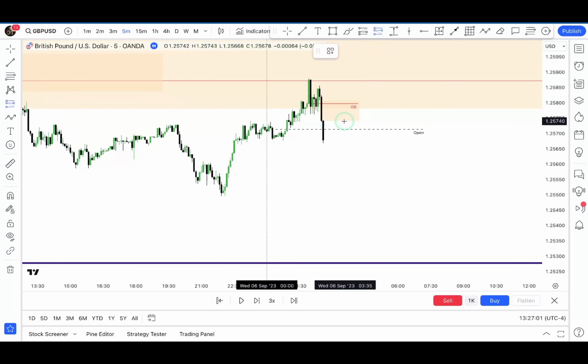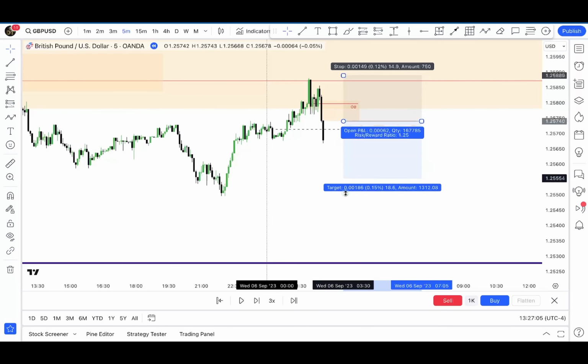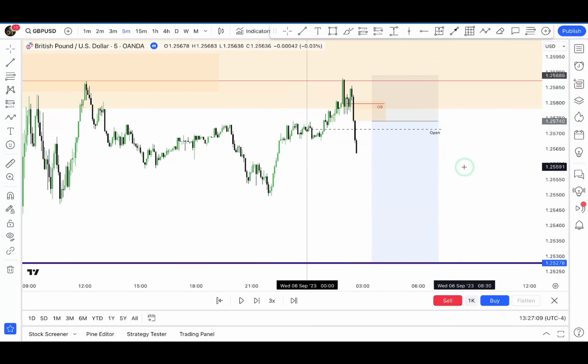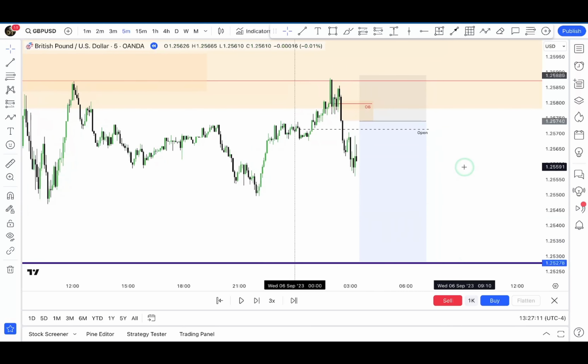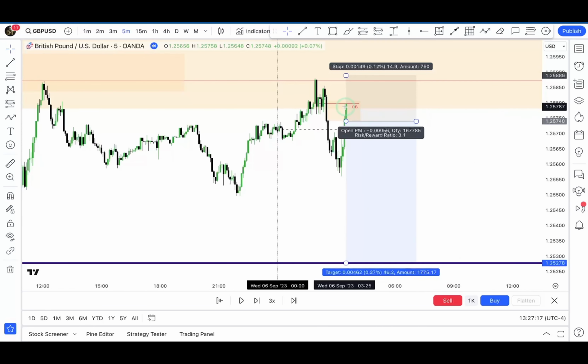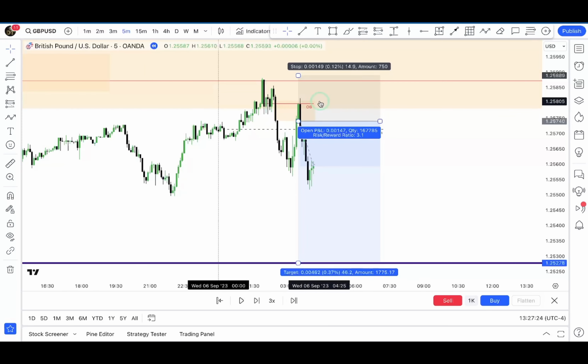So for now, we're going to set this up. Stop loss above the high, and the target is our big purple line. Price comes back. What time is it? It's 3:30. This is your silver bullet, and price reacts from there. So you see the precision, guys.